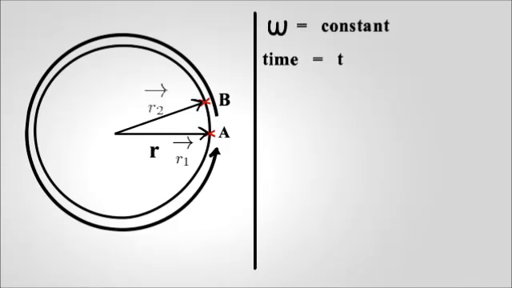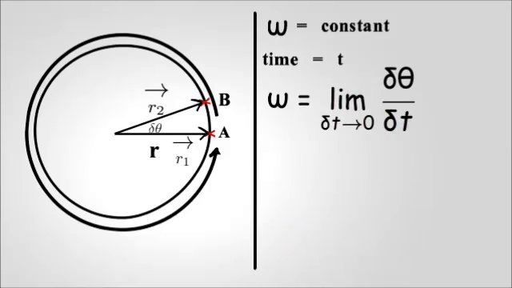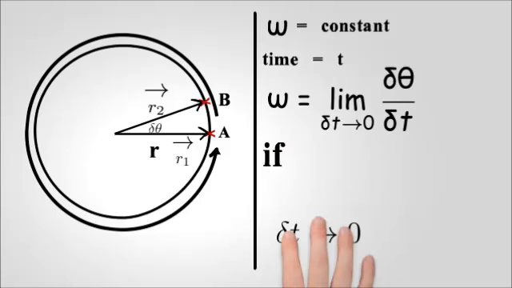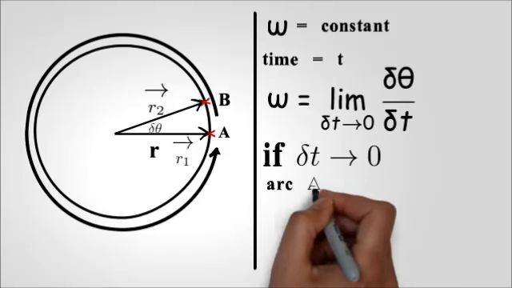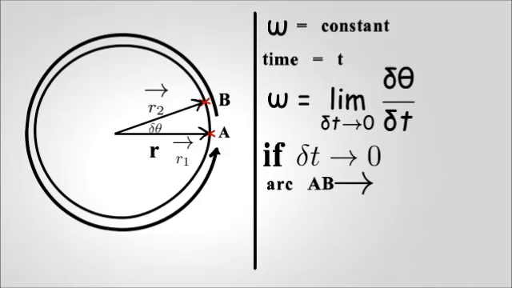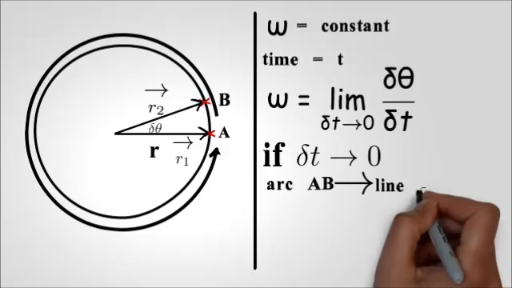The radius vector at point A is vector r1, and the radius vector at point B is vector r2. The angular displacement of the particle in time Δt is equal to Δθ. The angular velocity ω is equal to the limit as Δt tends to 0 of Δθ by Δt. When the particle moves from A to B, the linear displacement of the particle is along the arc AB, and if Δt tends to 0, arc AB is equal to line segment AB.